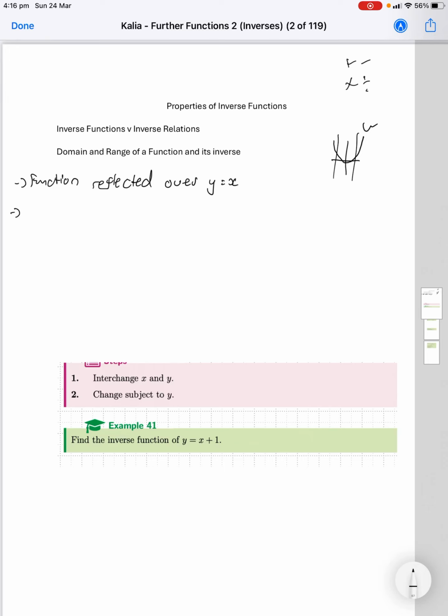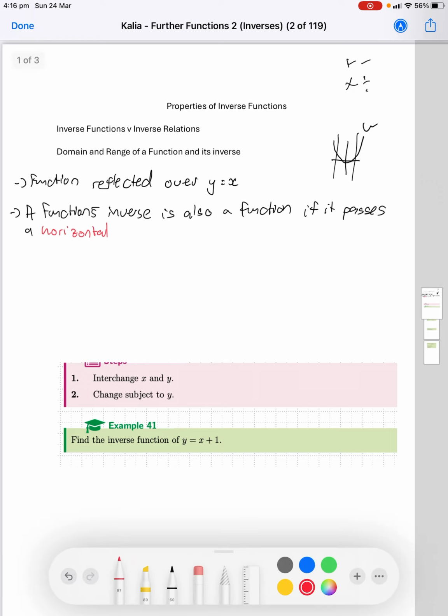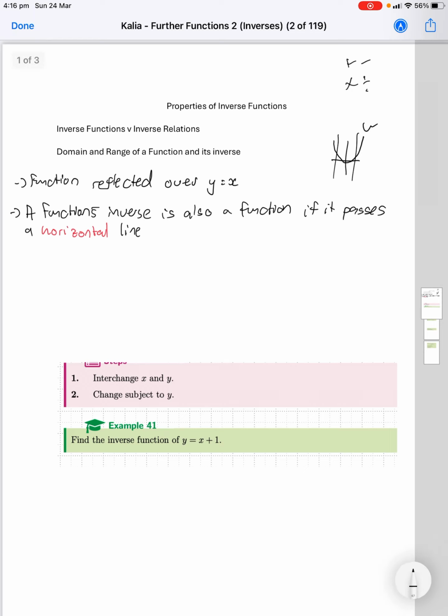So, a function's inverse is also a function if it passes a horizontal line test, and I'll do that in red over here. A horizontal line test. So this parabola above, it's going to fail the horizontal line test. So its inverse isn't a function, it's a relation.